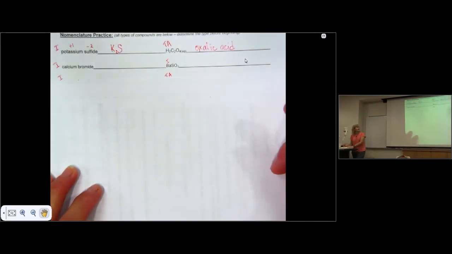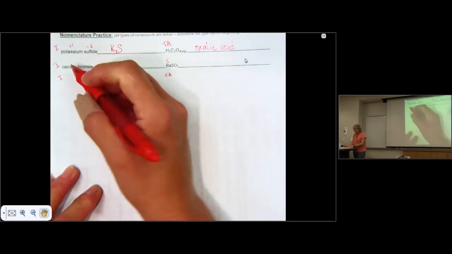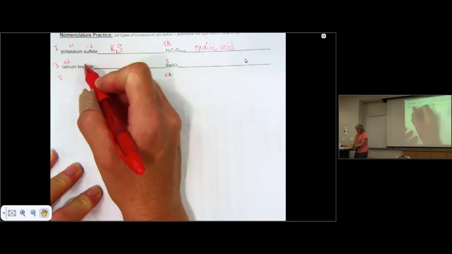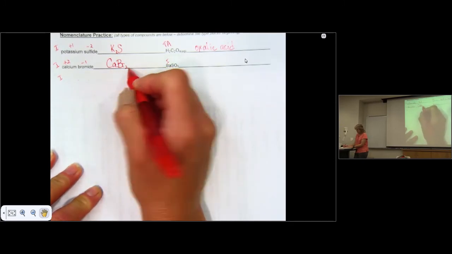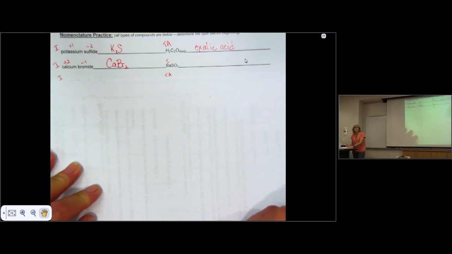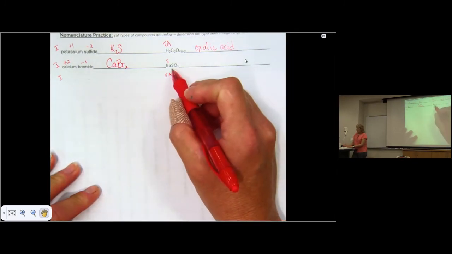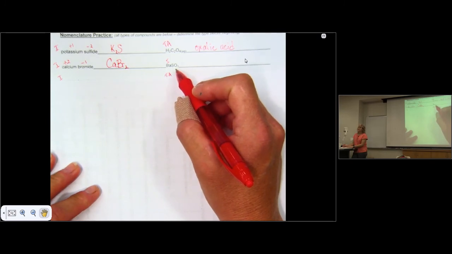All right, calcium bromide. It's an ionic compound. What's the charge of calcium? Bromide. So what's the formula? CaBr2. Yes? This is an ionic compound. This is just simply a matter of knowing your names.